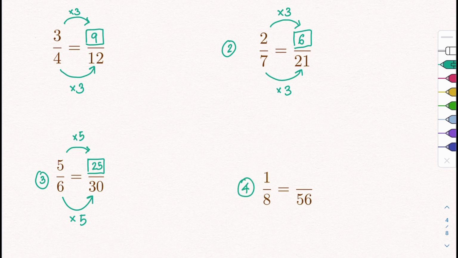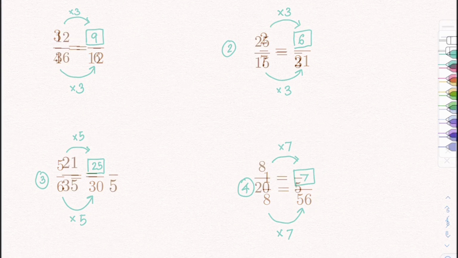Question number 4, I have 1 over 8, and that equals something over 56. So thinking about your times tables, 8 times something will give you 56. And the answer is 7. 8 times 7 gives us 56, and that means that we have to times 7 to the numerator. 1 times 7 equals 7, and this means that 1 over 8 equals 7 over 56, and that these two fractions are equivalent.